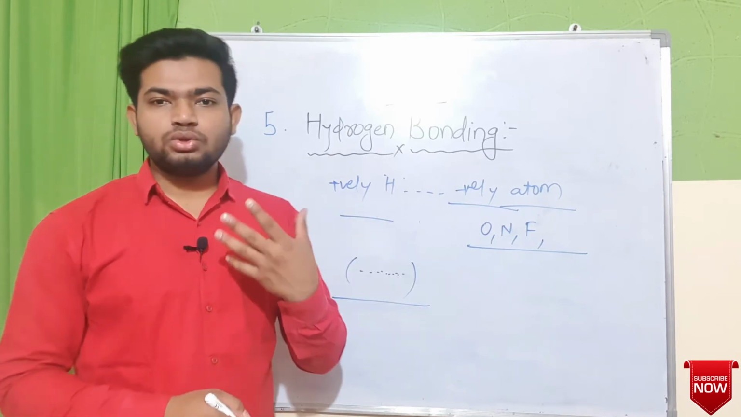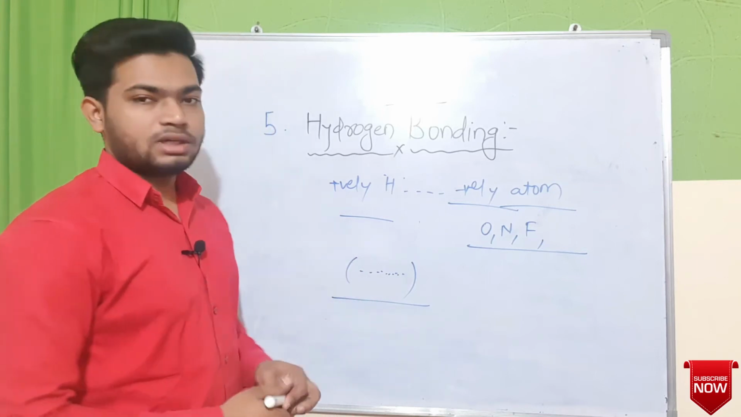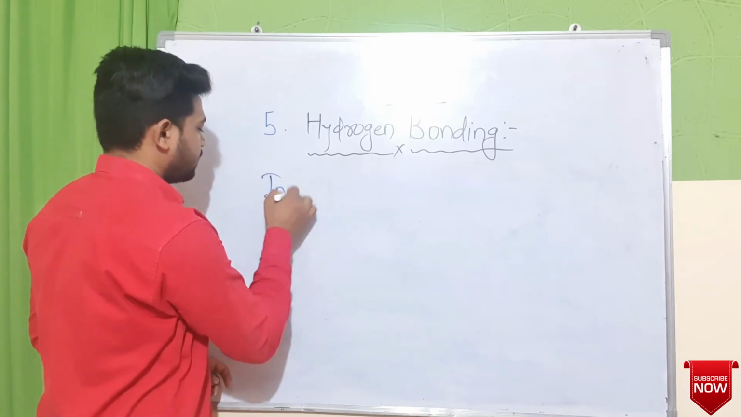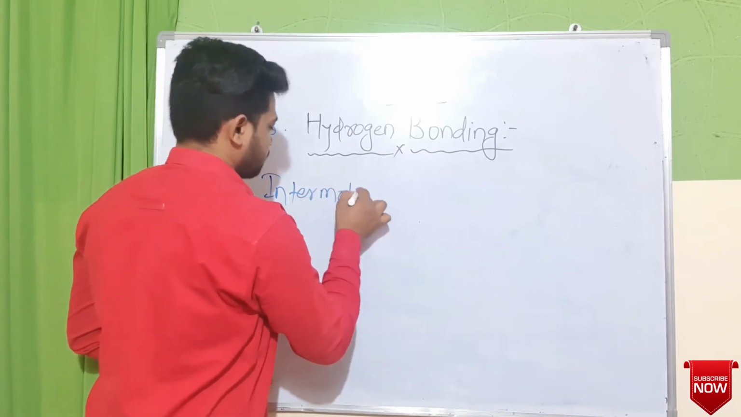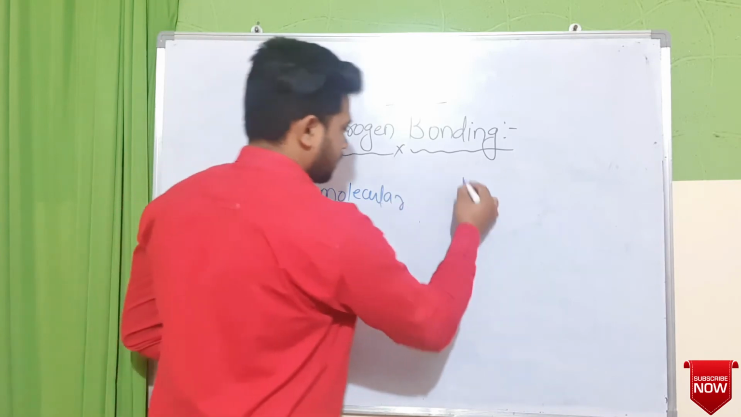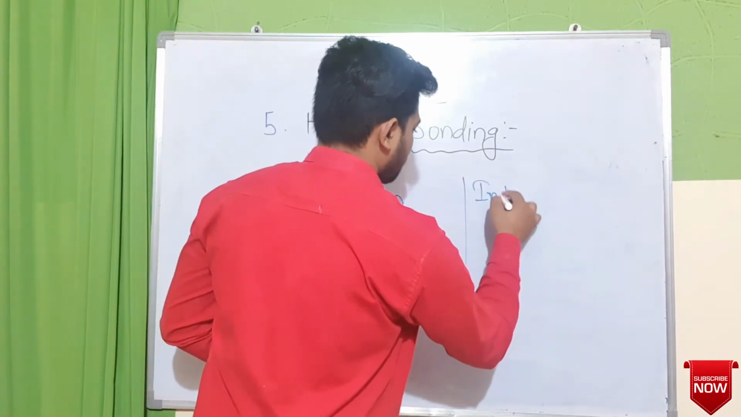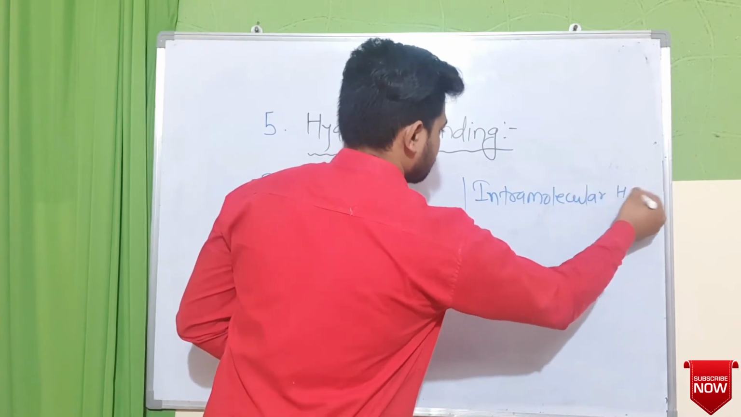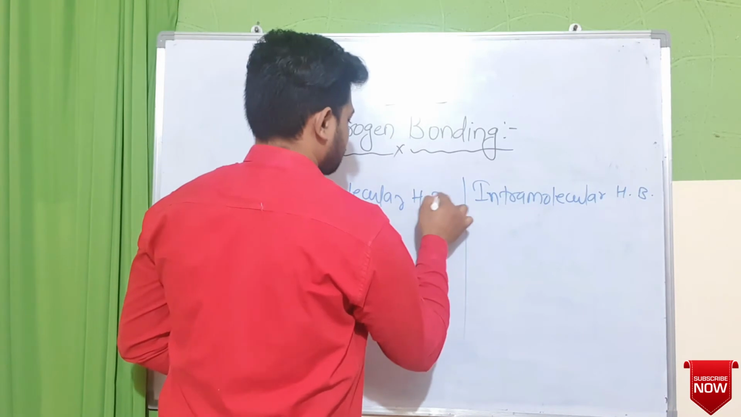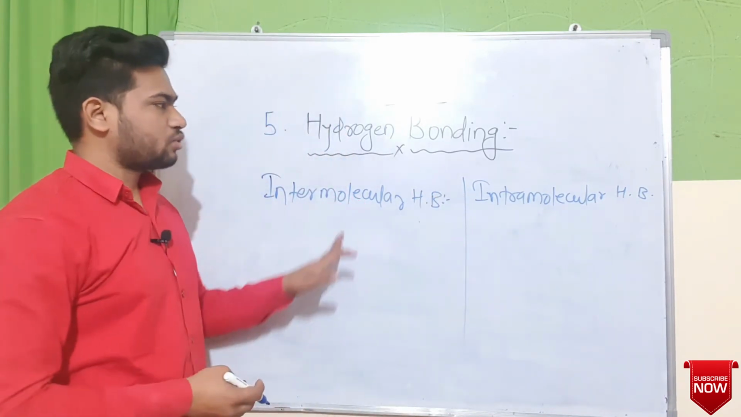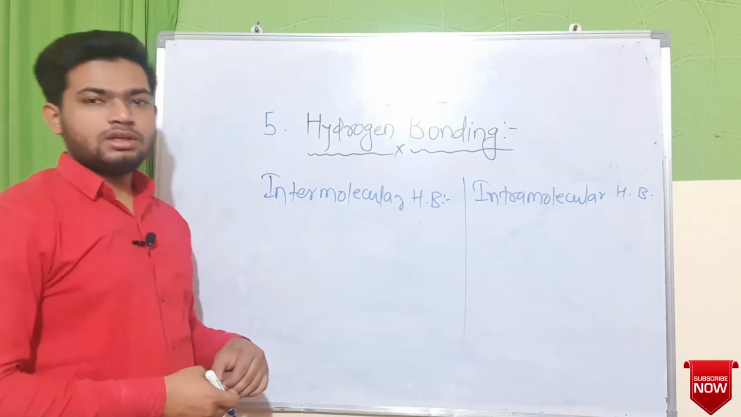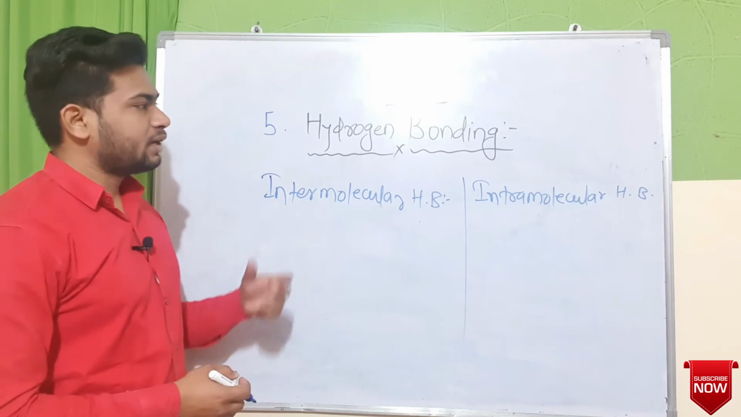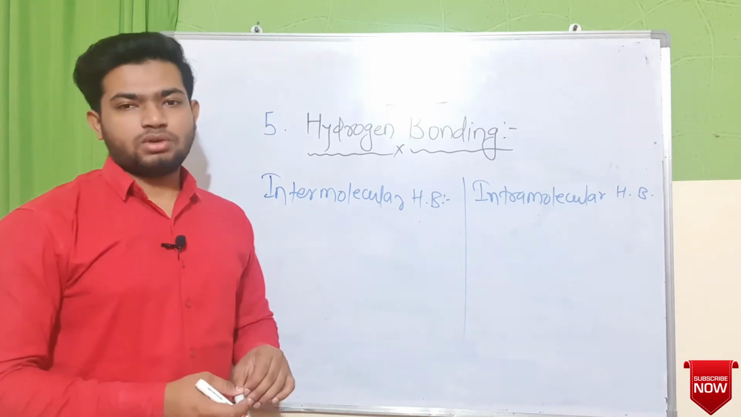Now there are two types of hydrogen bonding. Now we will see the types of hydrogen bonding. One type is intermolecular hydrogen bonding, and another is intramolecular hydrogen bonding. These are the two types of hydrogen bonding. Now we know the interaction between a positively charged hydrogen of one molecule with a negatively charged atom of another molecule is known as hydrogen bonding.